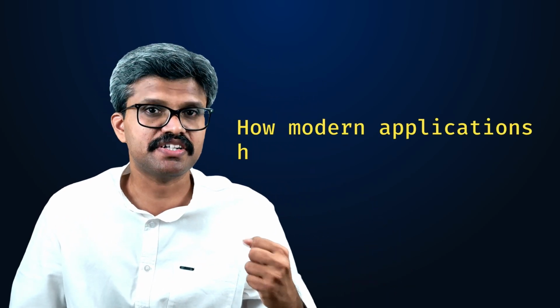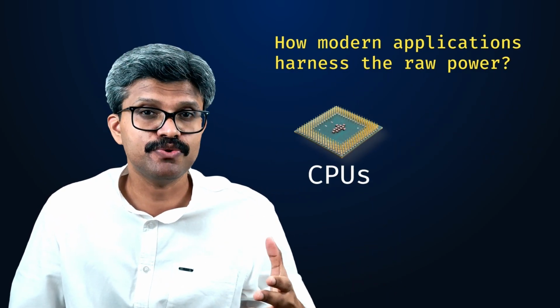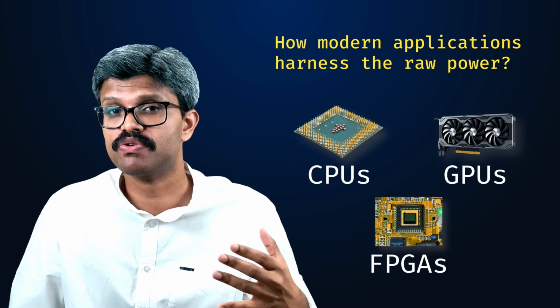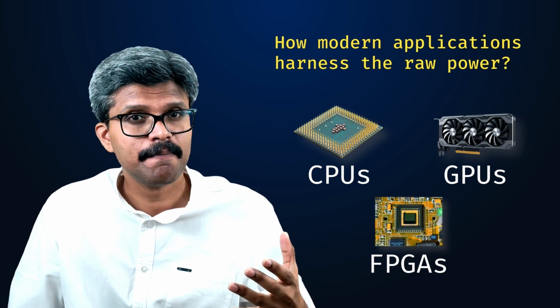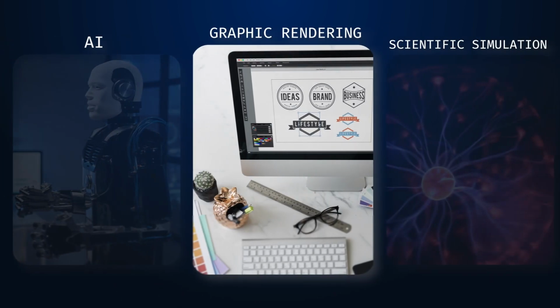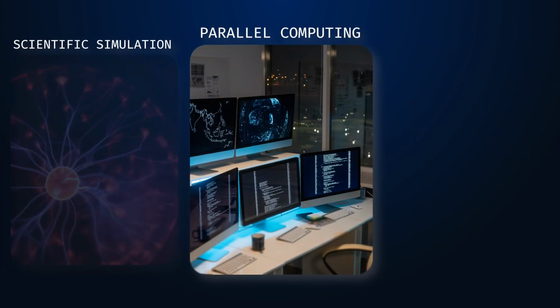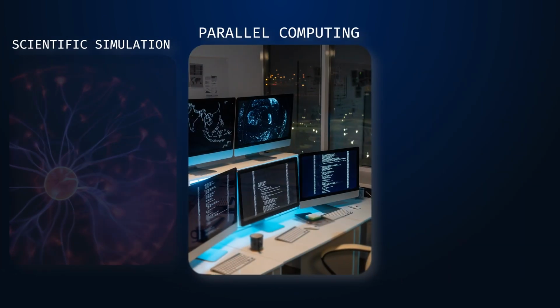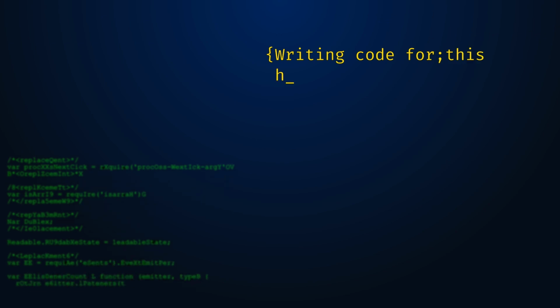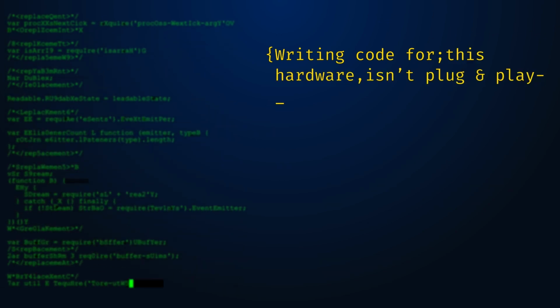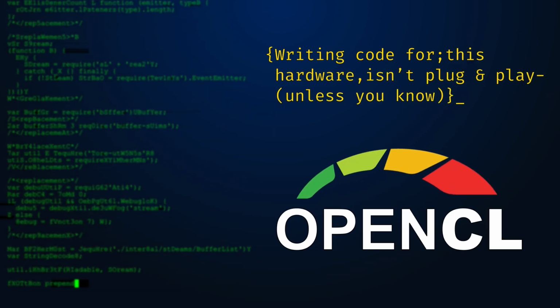Hi there. Have you ever wondered how modern applications harness the raw power of CPUs, GPUs, and FPGAs to run faster and more efficiently? Whether it's AI, graphics rendering, or scientific simulation, parallel computing is everywhere. But here is a challenge. Writing code that takes full advantage of this hardware isn't exactly plug and play, unless you know OpenCL.